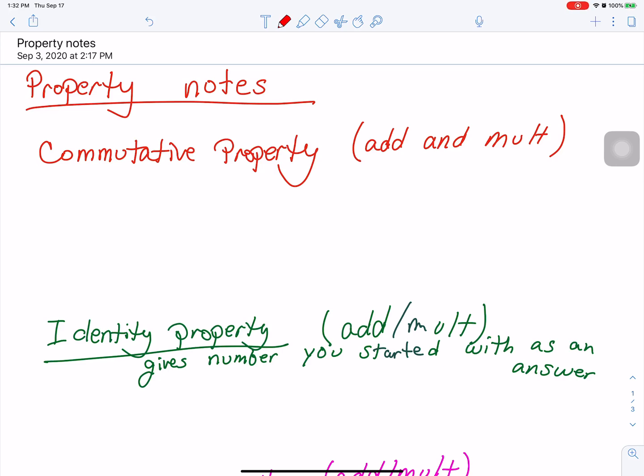We have 5 properties we're going to look at. The first one is the commutative property, and it works for addition and multiplication. And I'm going to write it in 2 ways.